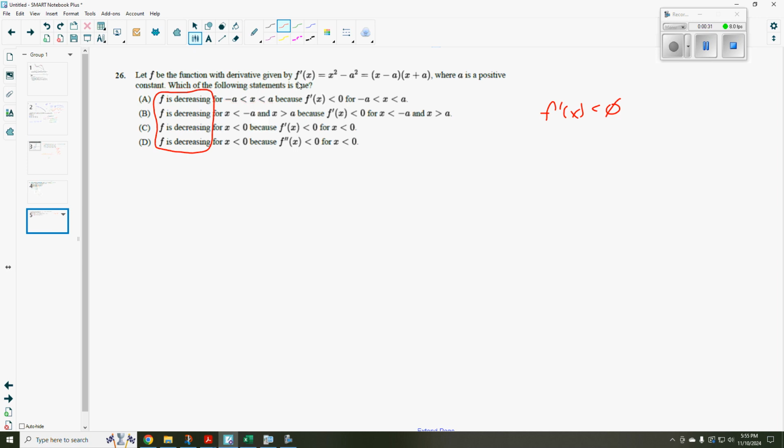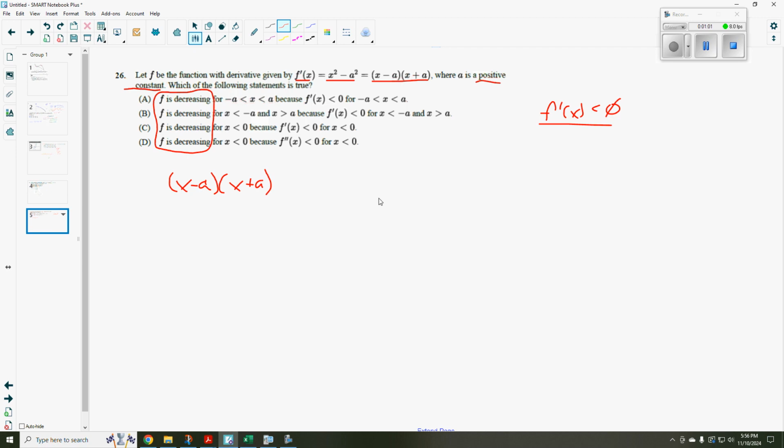So they give us f prime of x, and I don't really need to worry about that. I'm really mainly interested in this right here, where they factored it for us. So x minus a times x plus a, and I need to find out where that is going to be negative. And it does say that a is a positive constant.